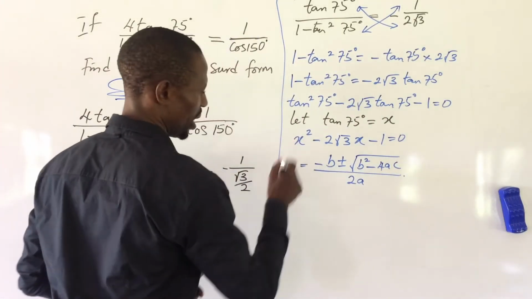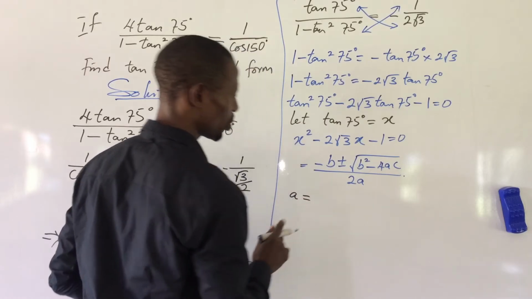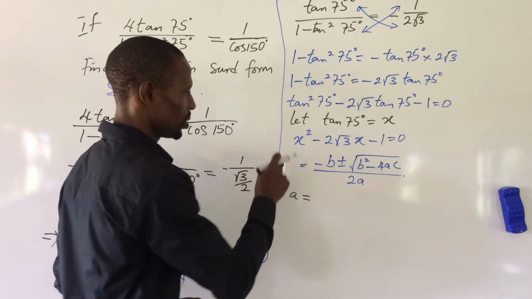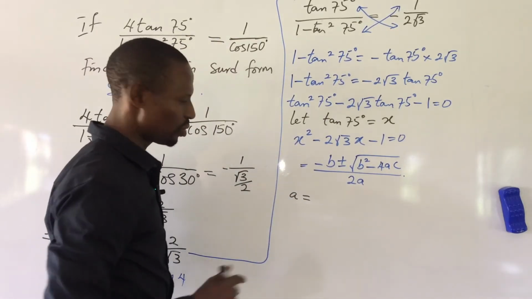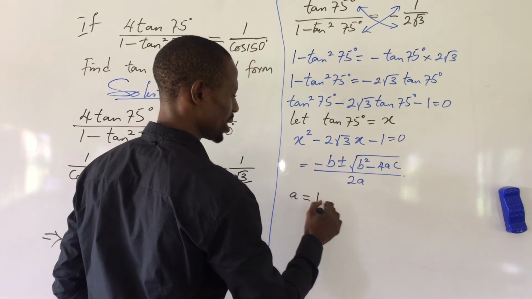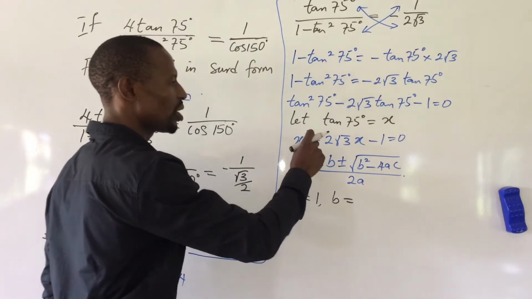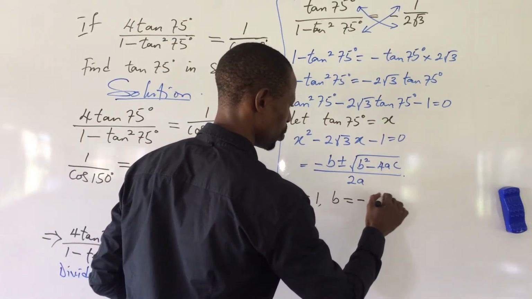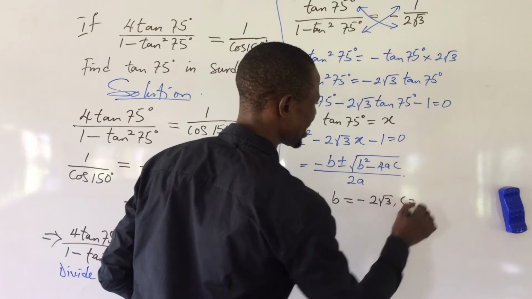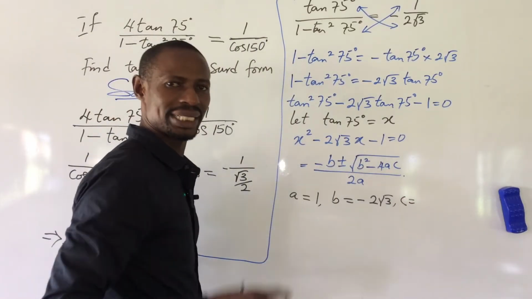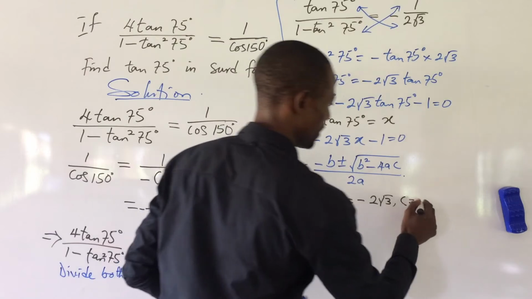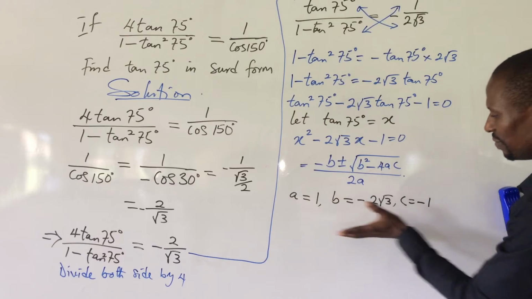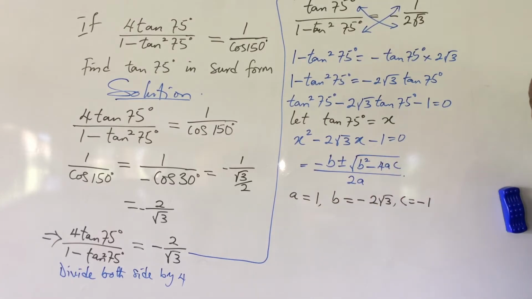So from here, a is the coefficient of x squared. The coefficient of x squared here is invisible, plus 1. So we have plus 1. b is the coefficient of x, so the coefficient here is minus 2 root 3. And c is the constant term, and the constant term here is minus 1. So let's go ahead and put these values into this quadratic formula.